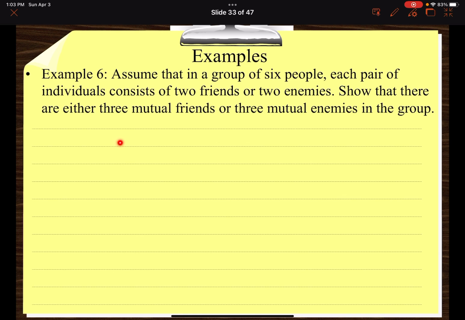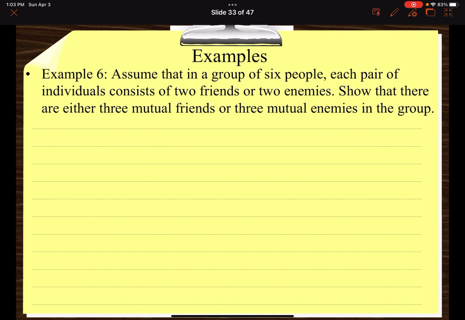What does 3 mutual friends mean? It means 3 people where each pair is a pair of friends, right? Or 3 mutual enemies: 3 people where each pair is a pair of enemies. Okay? This is what we want to show. So how are we going to do that?